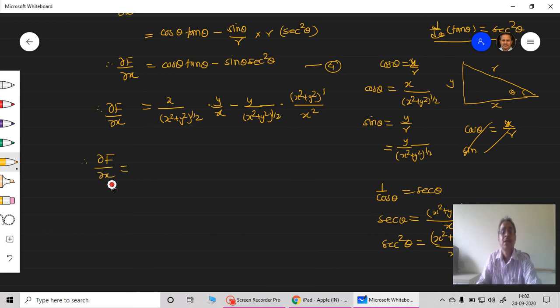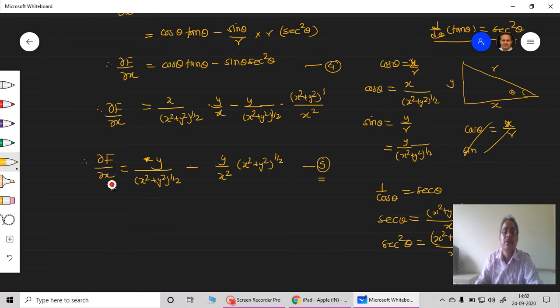So rearranging this, I'll get partial differentiation of f with respect to x. This gives me x upon (x square plus y square) raised to half into y, because this x and this x get cancelled, so this is simply y, minus (x square plus y square) raised to 1 minus half, which is half, in the numerator, upon x square, and (x square plus y square) raised to half. This is my equation number 5.